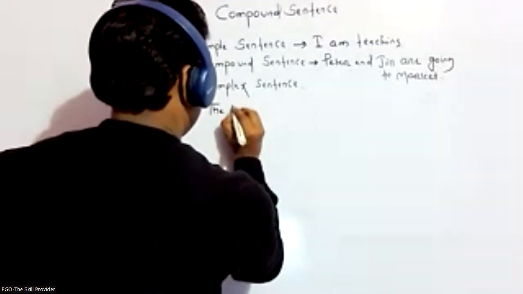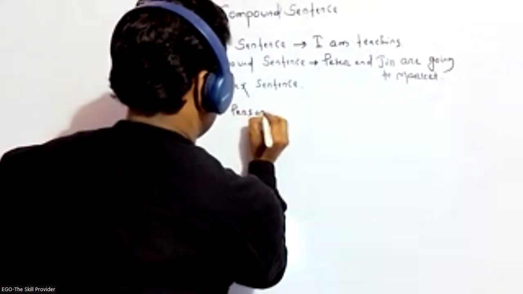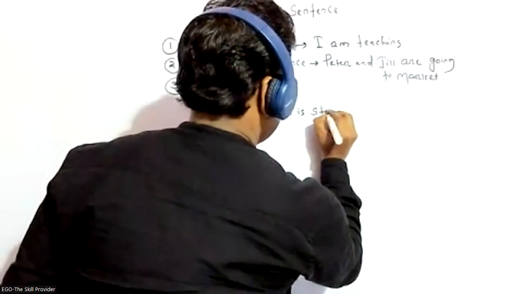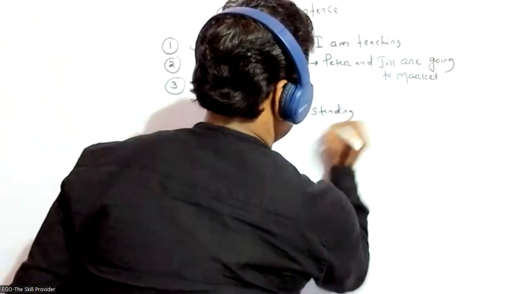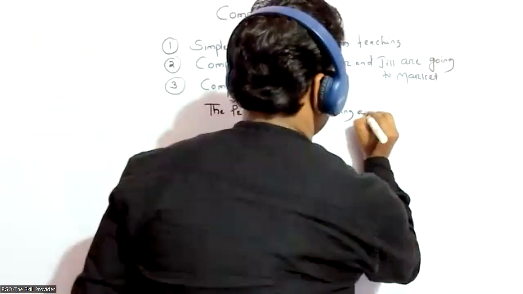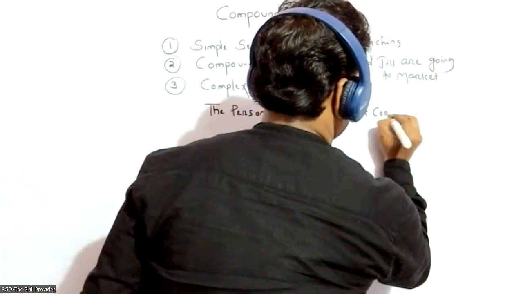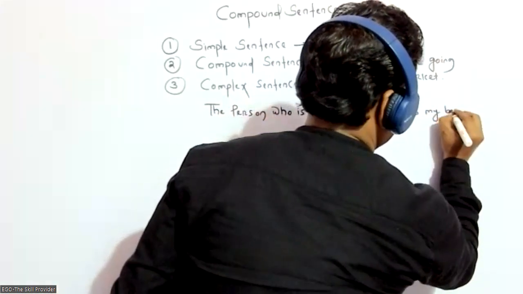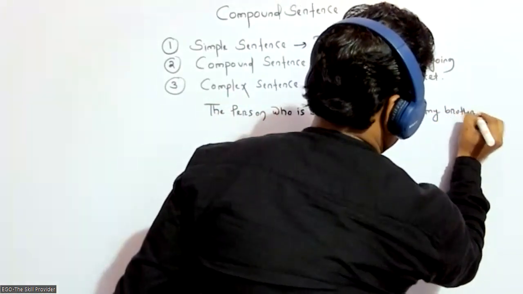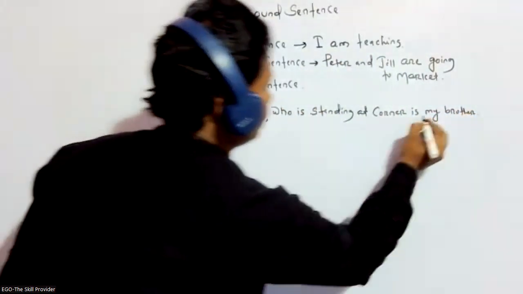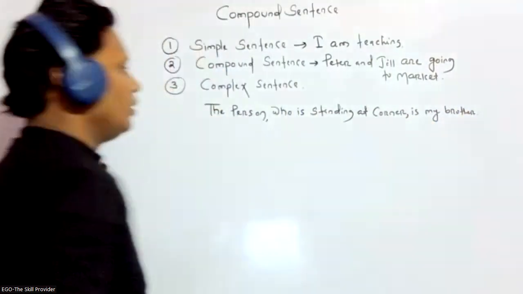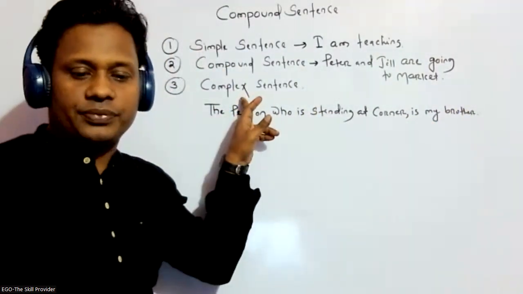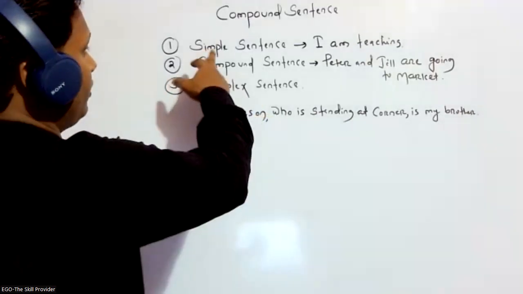The person who is standing at the corner is my brother. So this, who is standing at the corner is my brother, is called a complex sentence. So that is very important.